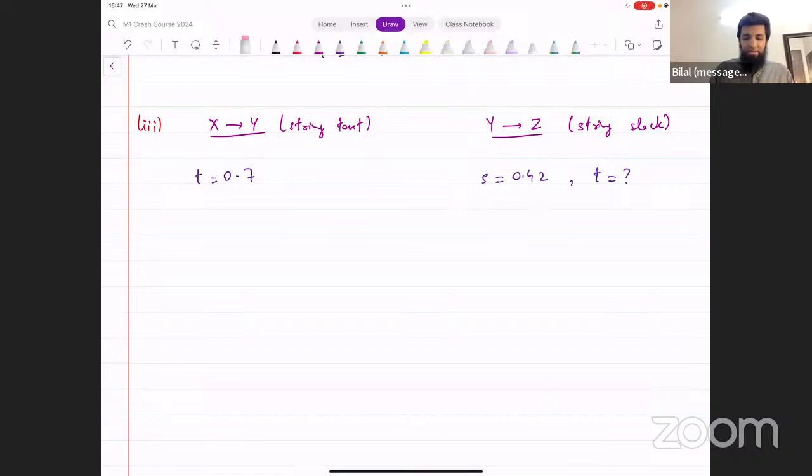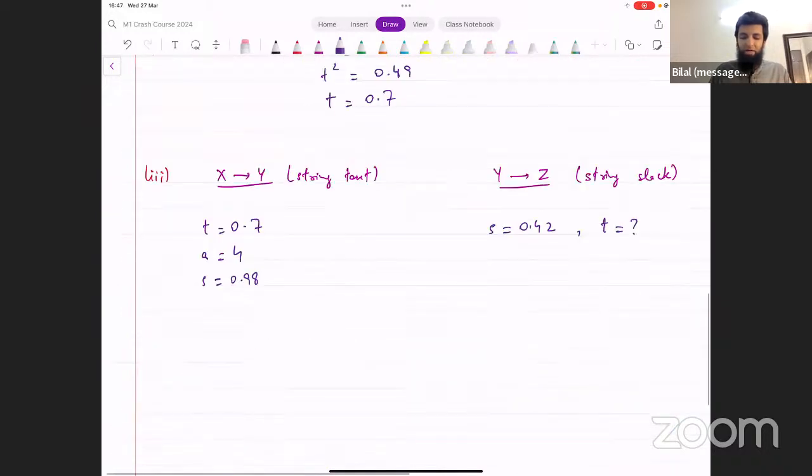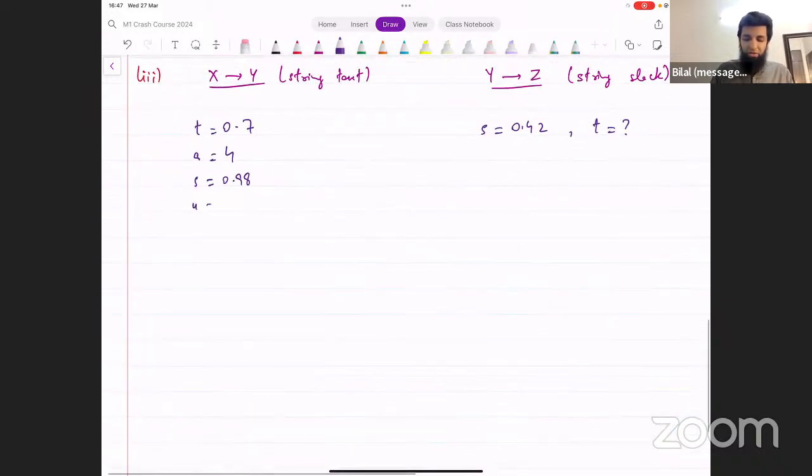Now notice, for the first part of the journey, y is the end point. And what do we know about the part of the journey from x to y? We know the time taken. We know acceleration. Acceleration was 4 meters per second square. We also know displacement. Displacement was 0.98. And we also know the initial velocity. The particle started from rest. So we have all of this information.